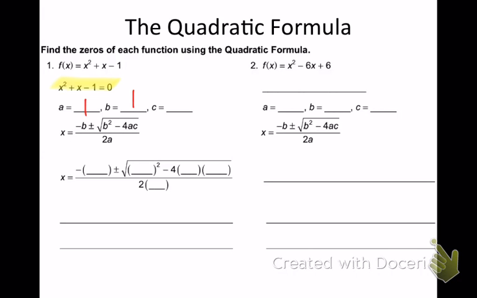Not 1, but negative 1. So I have 1, 1, negative 1. Is everybody good with that so far? All we did was identify a, b, and c. Now I'm going to take a, b, and c and plug it into the quadratic formula.